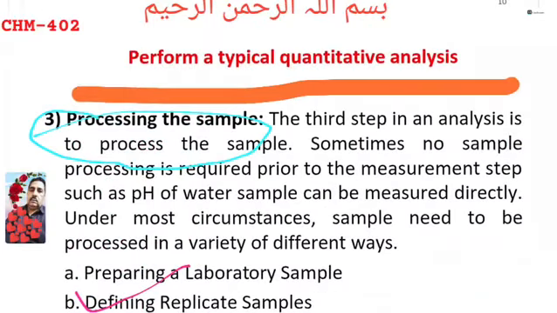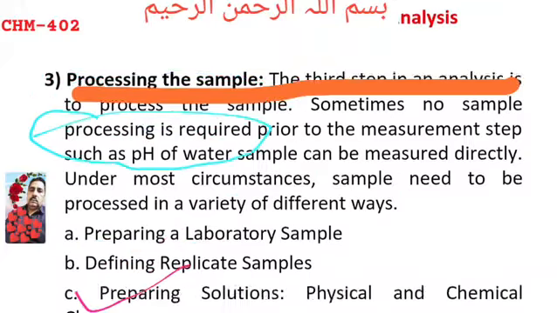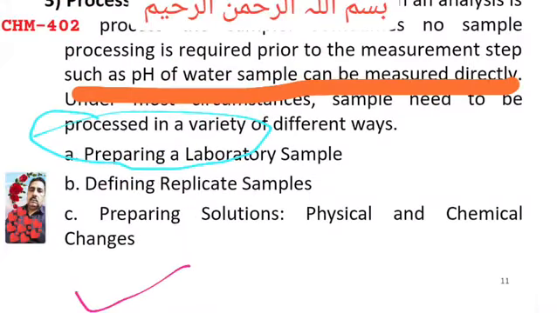Performing a typical quantitative analysis: processing the sample. The third step in analysis is to process the sample. Sometimes no sample processing is required prior to measurement, such as the pH of water, which can be measured directly under most circumstances. It does not need to be processed in a variety of different ways, but in many cases we need to prepare the sample for analysis.